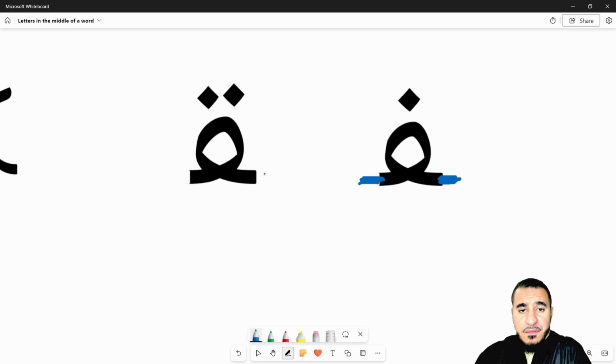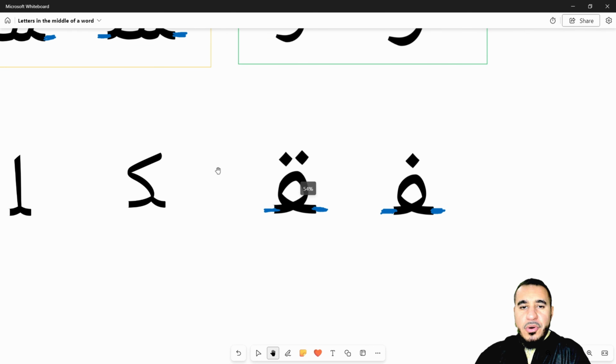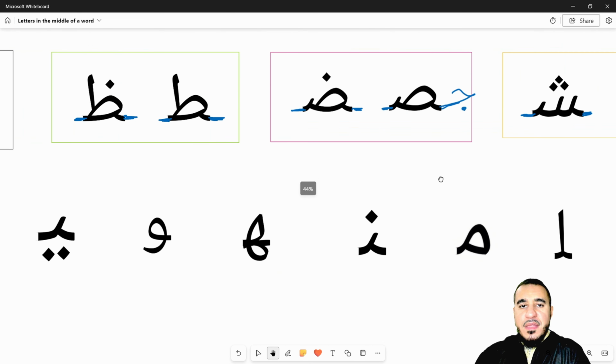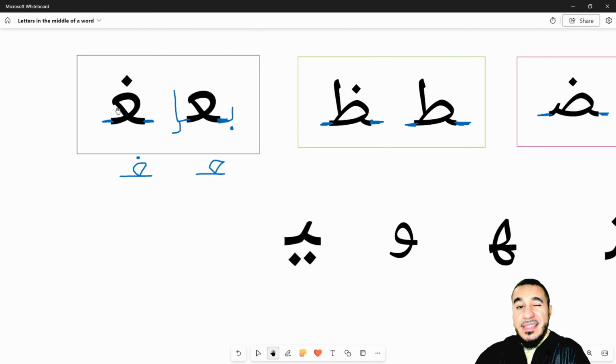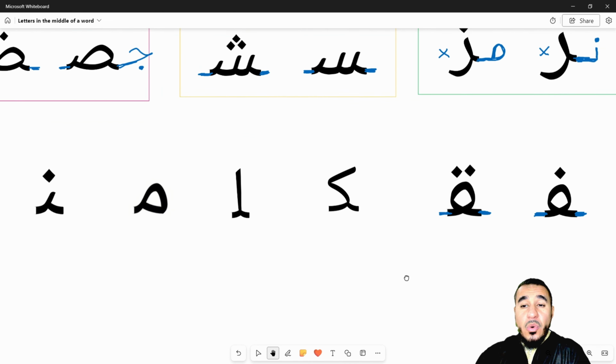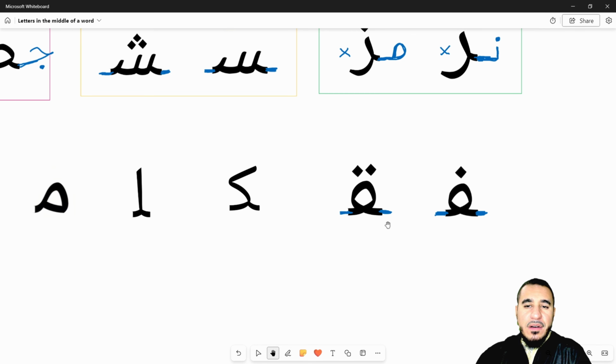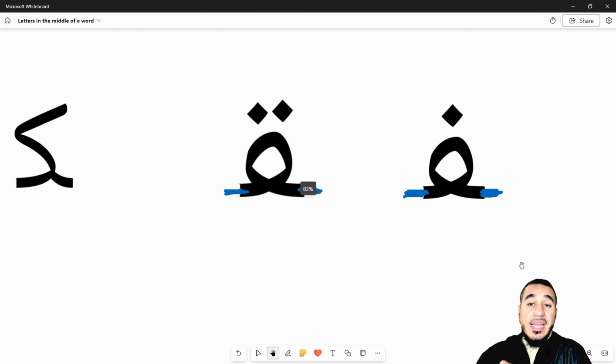And the same for the qaf, with the only difference being that it has 2 dots above it instead of the 1 dot. The fa has a singular dot above it, and the qaf has 2 dots above it, okay? So it can attach from the front and the back. I just want to point your attention towards something. The ayn and the ghayn, they can look quite similar to the fa and the qaf, okay? So how can we really spot the difference between these two sets of letters?